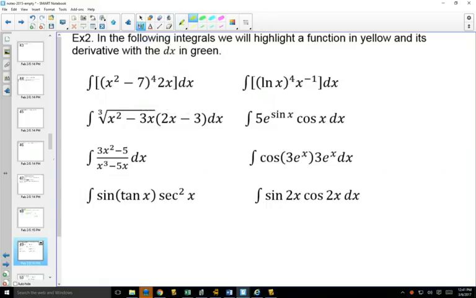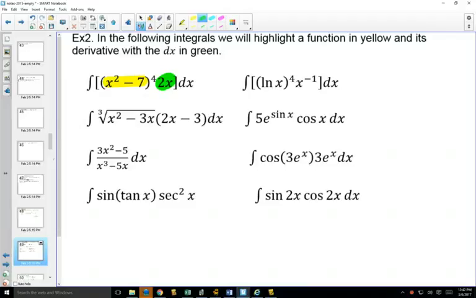So what we're going to do is we're going to take out our highlighters. We are going to highlight a function in yellow and see if its derivative is there, and I'm going to highlight that in green. So what we're looking for is a function inside, because that's your original inside function. So for example, in the first one, I have an x squared minus 7 as an inside function, and I'm going to highlight in green that I notice the derivative is there.